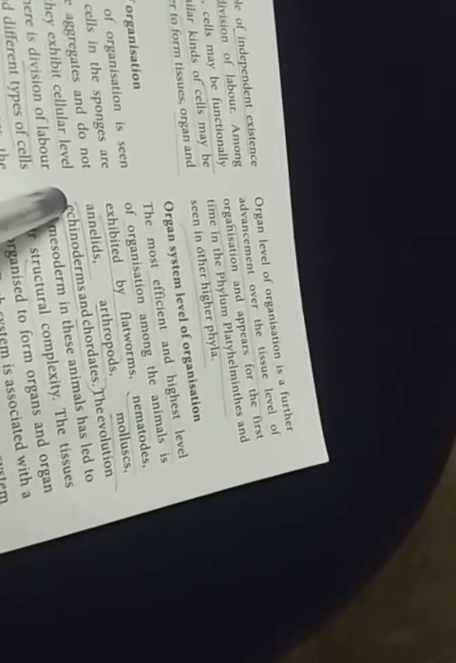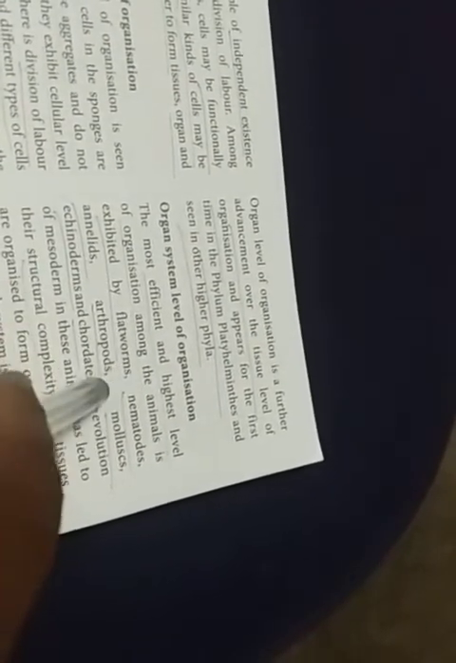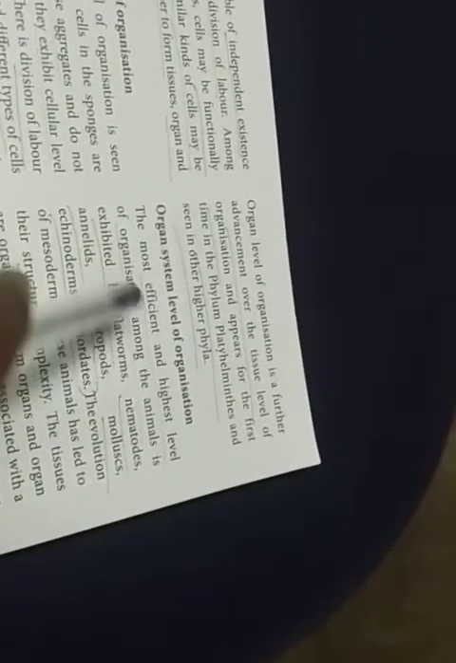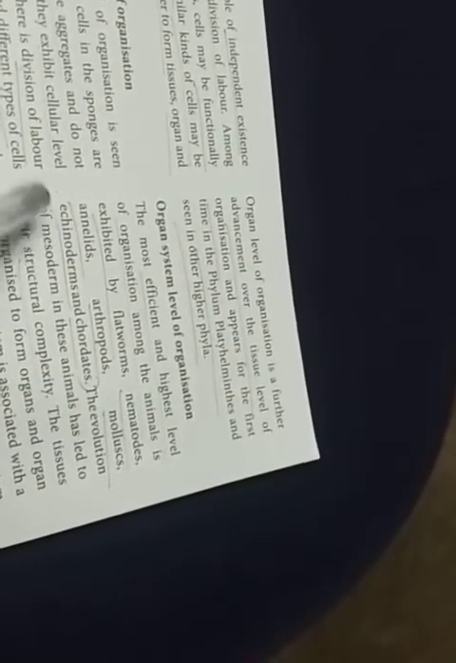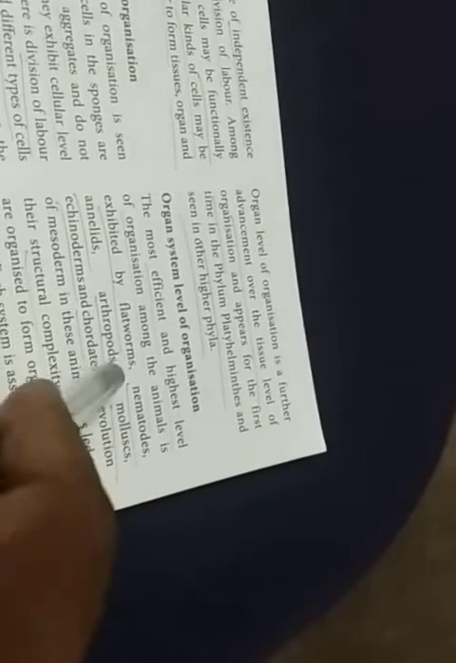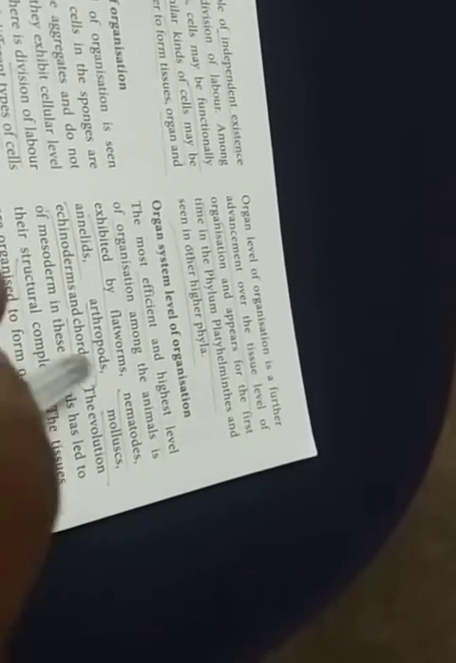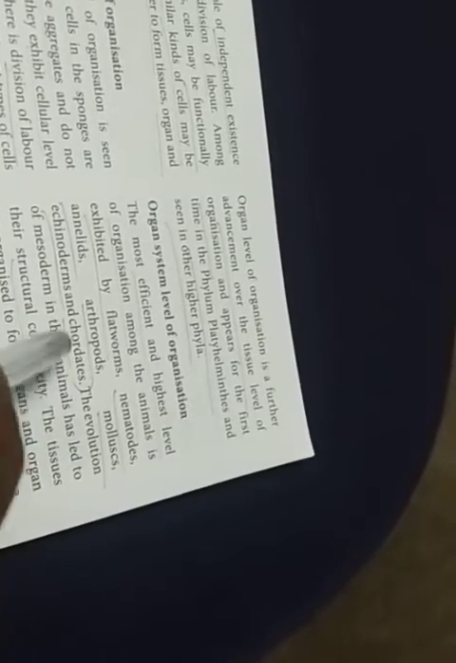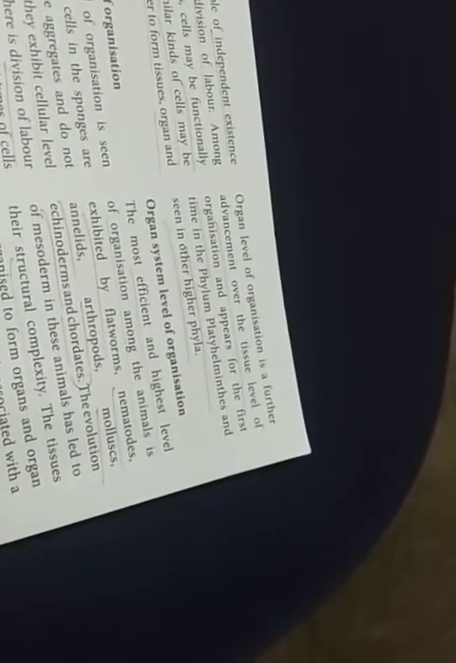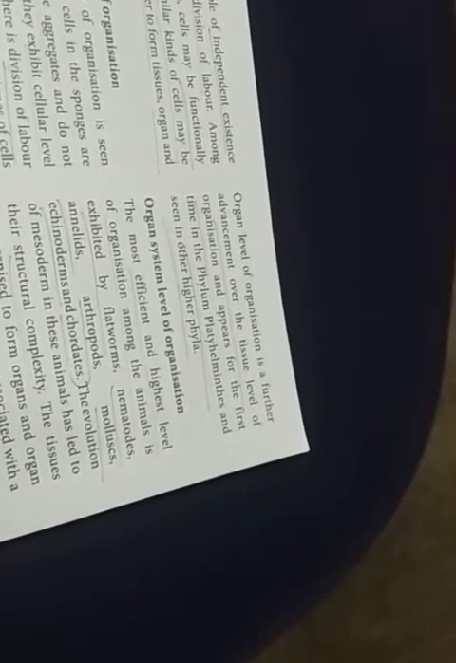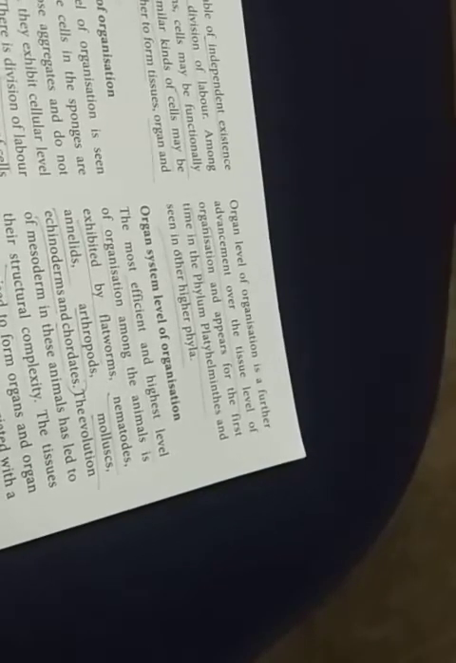Coelenterata is a diploblastic organism, then triploblastic. Diploblastic example: phylum Coelenterata. Then triploblastic, the remaining higher phyla: Platyhelminthes, Aschelminthes, Annelida, Arthropoda, Mollusca, Echinodermata, Chordata and so on, different phyla will come.